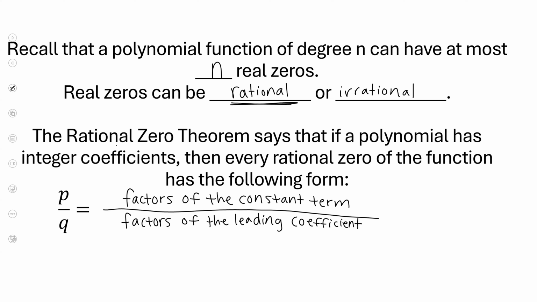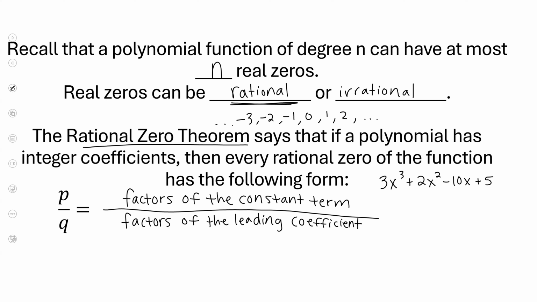The Rational Zero Theorem says that if a polynomial has integer coefficients, integers are numbers like -3, -2, -1, 0, 1, 2, and so on. I'm not talking about decimals here. These are integer coefficients. So for example, a polynomial with integer coefficients can be something like this. What this is saying is, if you have a polynomial with integer coefficients, then every rational zero of the function has the following form.